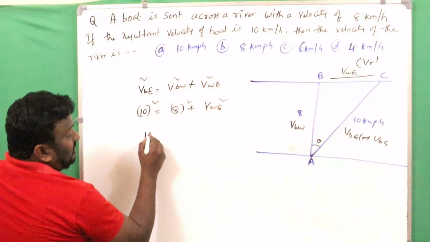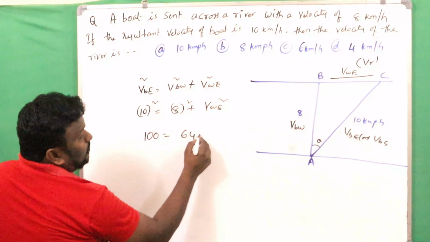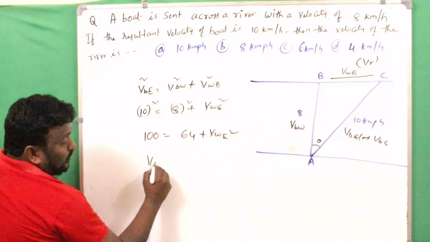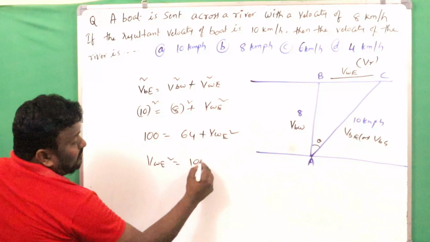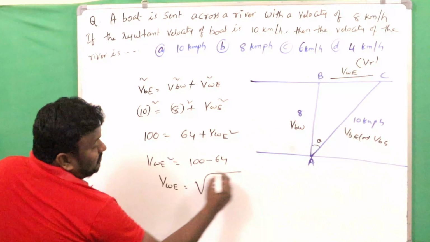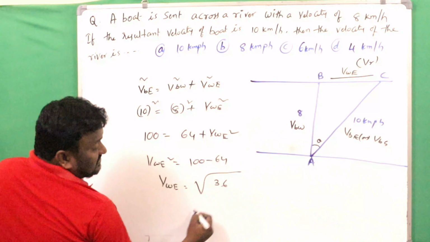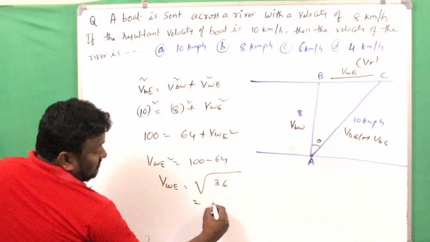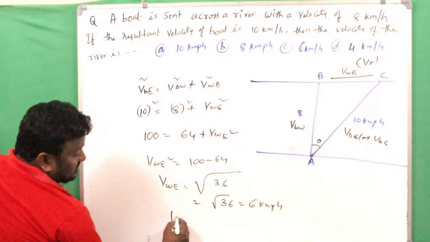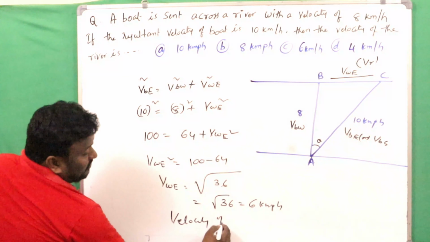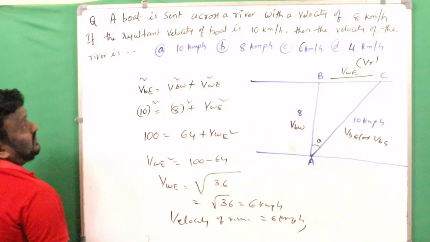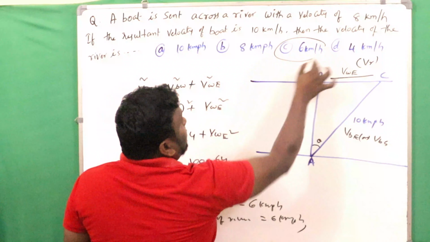From that, 10 square means 100, and it is 64 plus VWE square. Then VWE square is equal to 100 minus 64, and VWE is the square root of 100 minus 64, that is the square root of 36, that means 6 km per hour. So this is the velocity of the river: 6 km per hour. That's why among the 4 options, option C is the correct one.